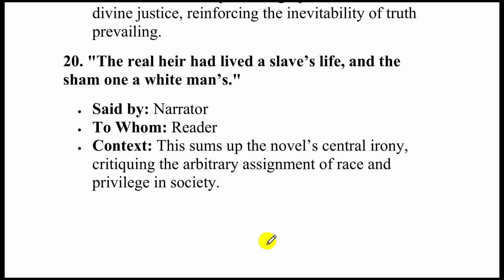Next, "The real heir had lived a slave's life, and the sham one a white man's." Narrator to the reader. This sums up the novel's central irony, critiquing the arbitrary assignment of race and privilege in society. This completes the chapter Pudd'nhead Wilson.